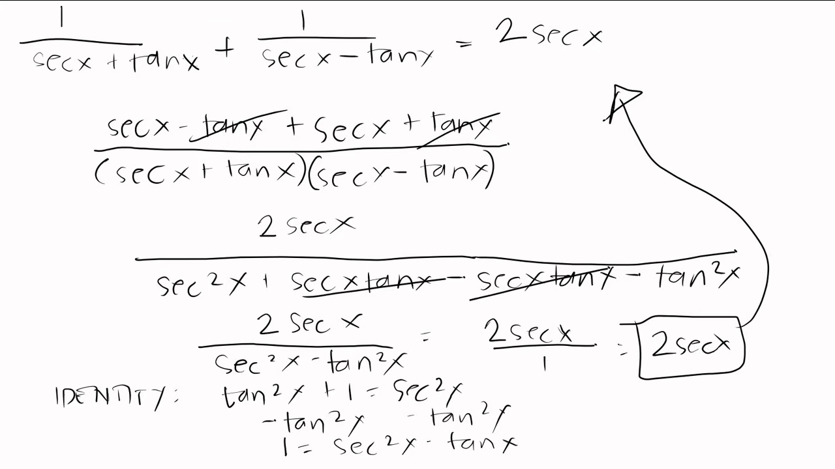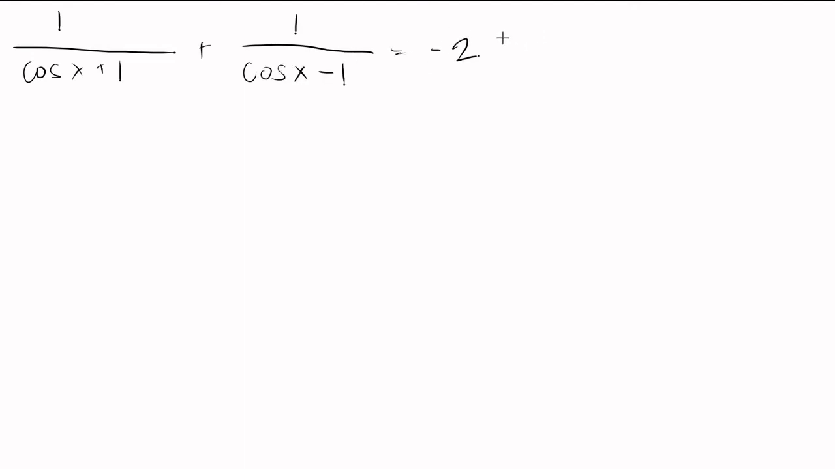Now let's work on the second one. The second one is 1 over cosine x plus 1 plus 1 over cosine x minus 1, and we have to prove that it is equal to negative 2 cotangent x cosecant x. First, what we have to do is make the denominators equal so we can proceed with adding these two fractions. So let's multiply cosine x plus 1 and cosine x minus 1.